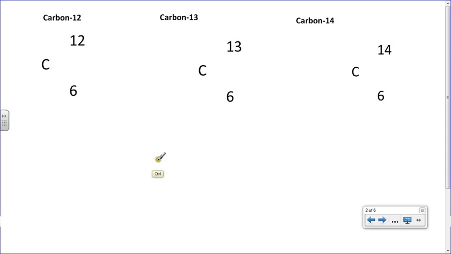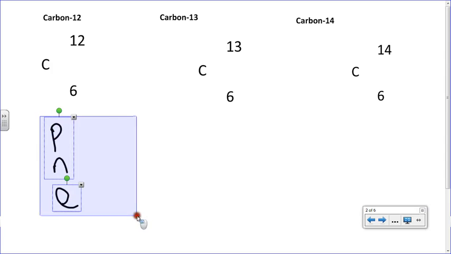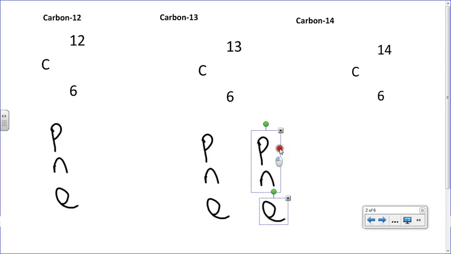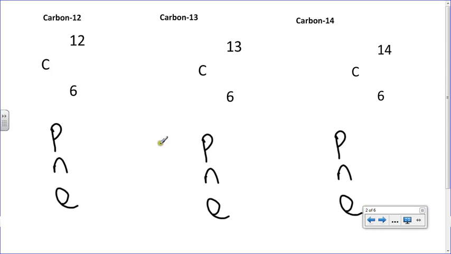So if we try and think about what's different about the isotopes of carbon, let's work out how many protons, neutrons and electrons are in each of these. So in the carbon 12 isotope you have 6 protons, the neutrons is 12 take away 6, which is 6 again, and the number of electrons as always balances the number of protons. 6 positive protons, so 6 negative electrons.